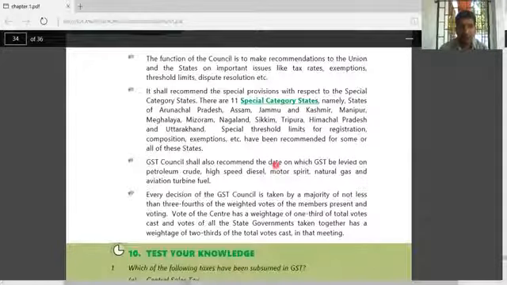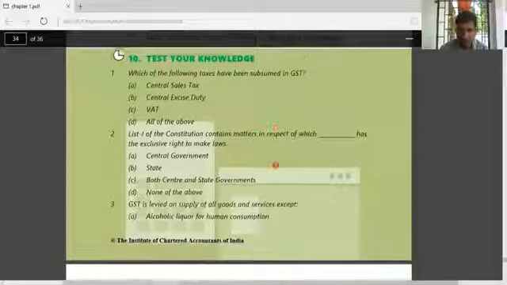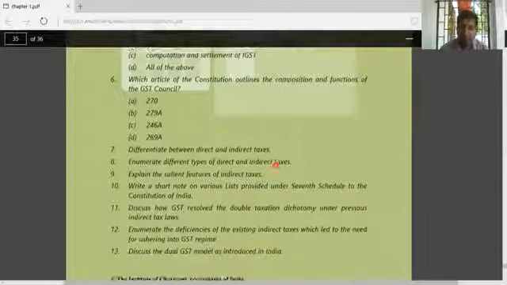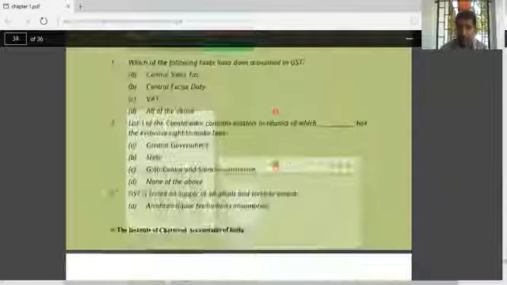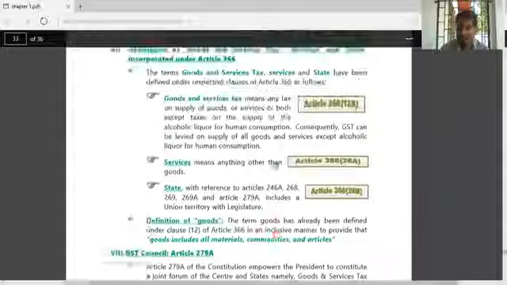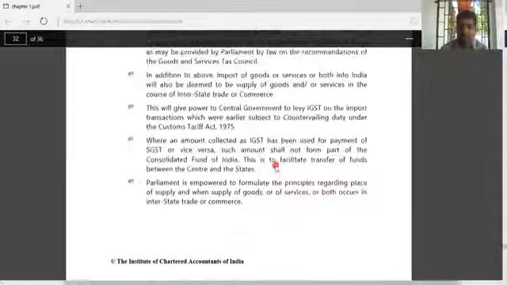So this is all about our chapter. If you see the test your knowledge questions, you can just go through these questions. All the important concepts have been discussed. So this is the basic idea of GST. In further chapters, we will be going deeper and deeper into the topic.